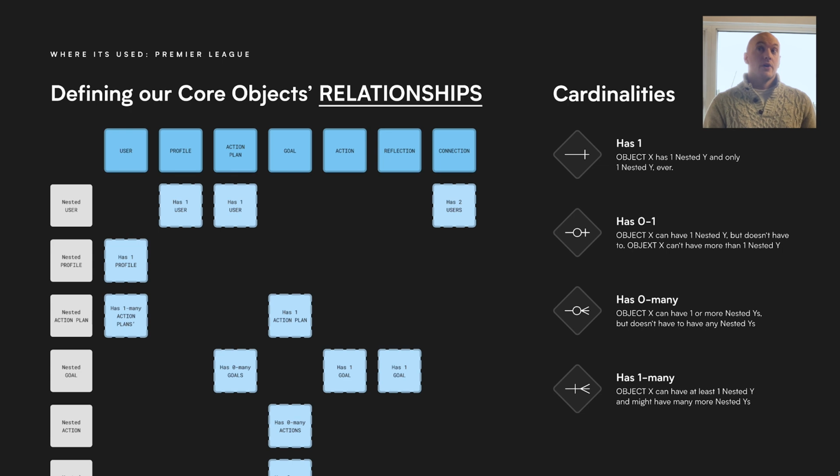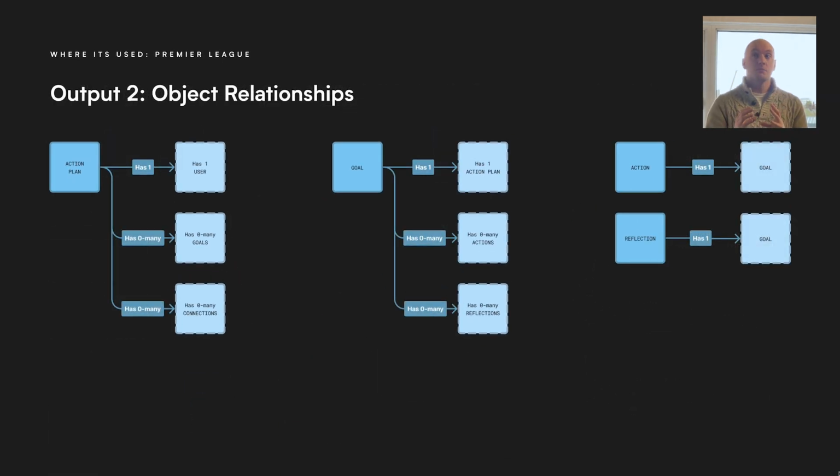So our second output is our object relationships, and taking those and creating small system models where we can show what the relationships to each of those are. And the nice thing that we can then also do from here is start to get an early understanding of potential user flows through those objects.